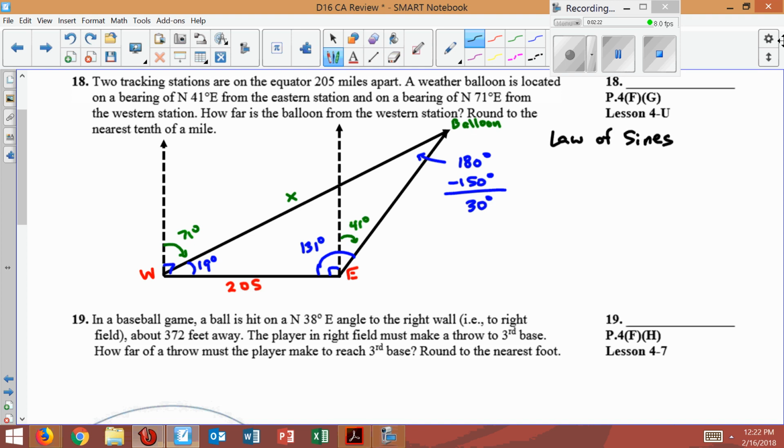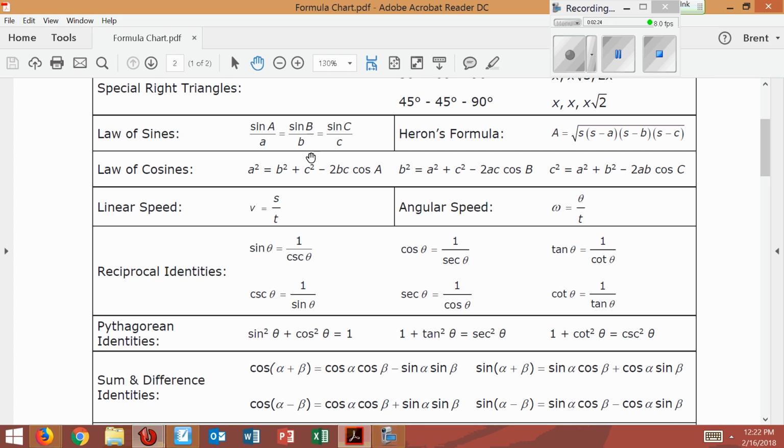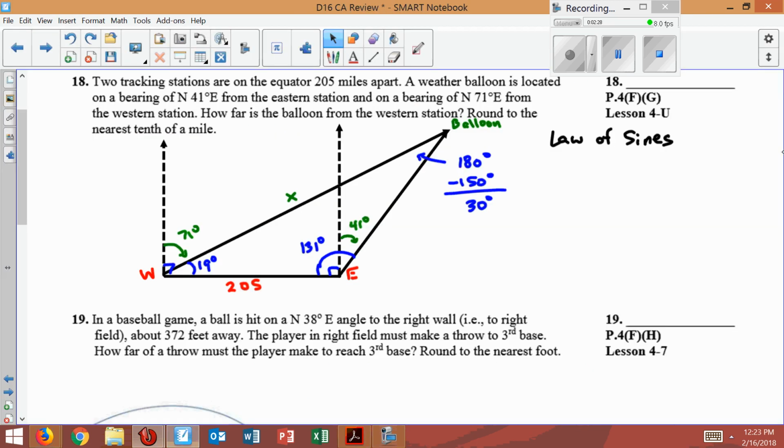Law of sines is on the formula chart up at the top of the front page. We have it here. The law of sines would say you take the sine in the completed set, which is angle 30 over 205, and you set that equal to the set you're looking for. We're looking for this side length, so I'd use 131 because that's across from it. And we'd cross multiply and divide.